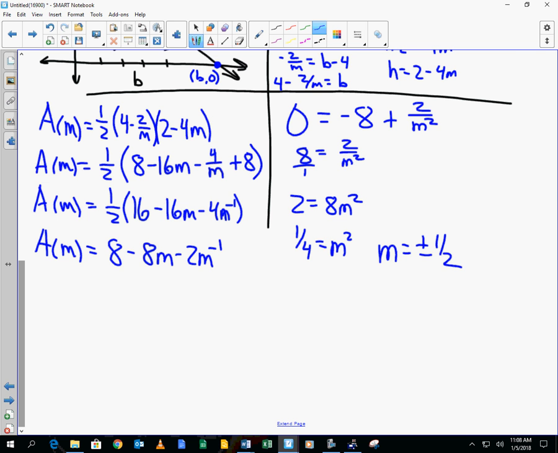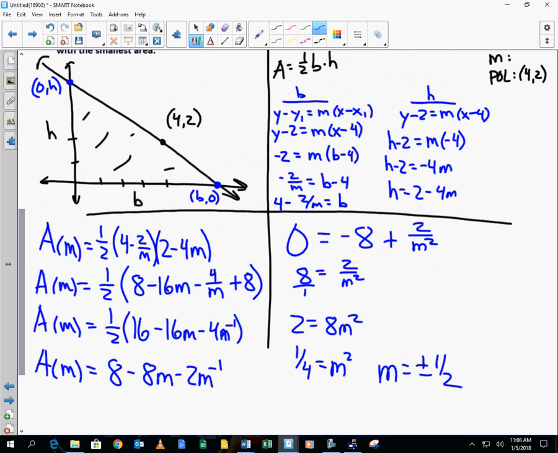Look at your figure. Is it going to be a positive slope or a negative slope? Negative. Do we now have enough information to write our equation for our line? We sure do. y minus 2 equals negative 1/2 times (x minus 4), which is negative 1/2 x plus 4. Isn't that awesome?